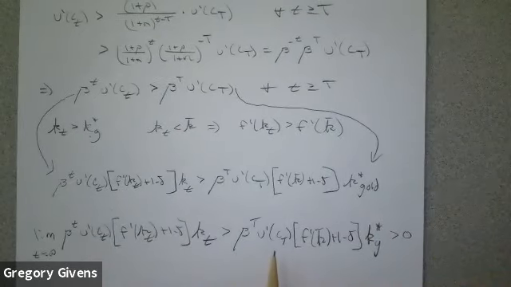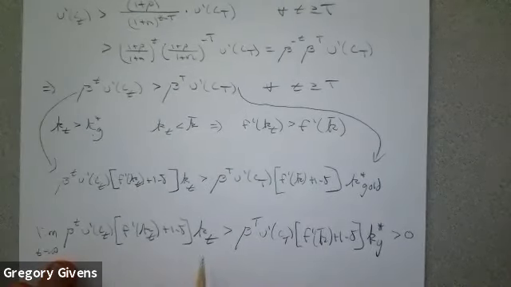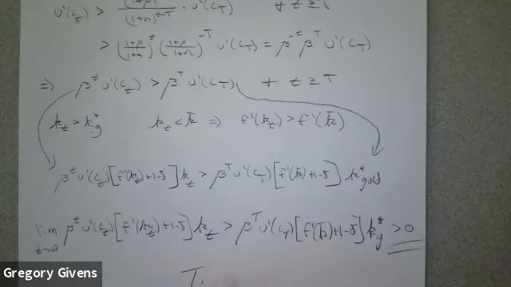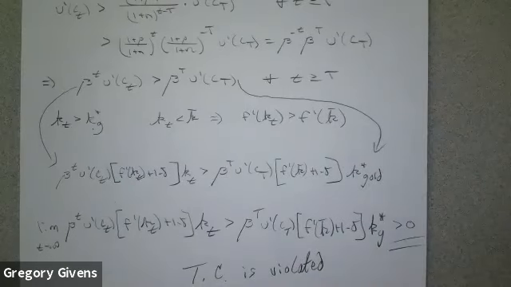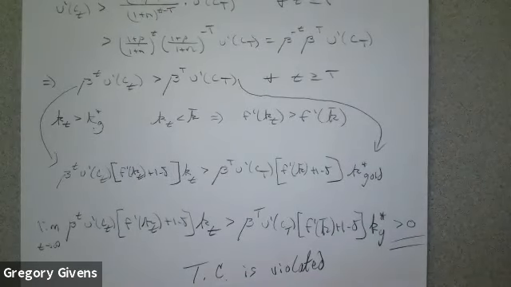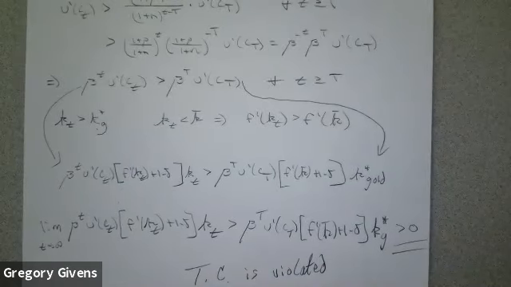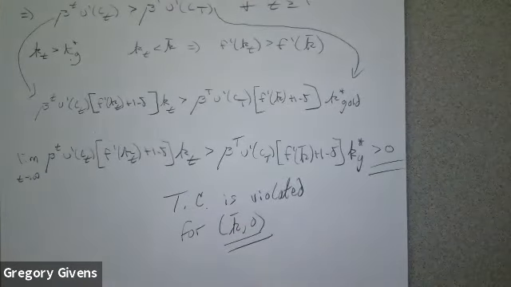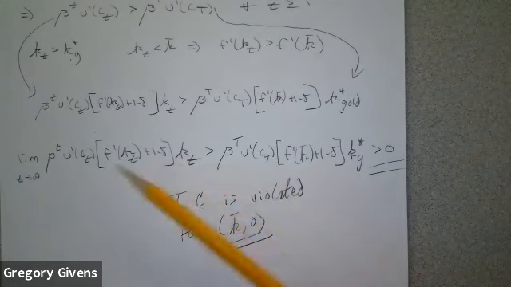Beta is positive, u prime is positive, the real interest rate's positive, the golden rule is positive. So what we've shown here is that the limit expression, that is what our transversality condition needs to be equal to 0, is strictly greater than 0. So the transversality condition is violated for k bar. So this particular allocation that all paths in region D converge to will eventually simply violate the transversality condition.